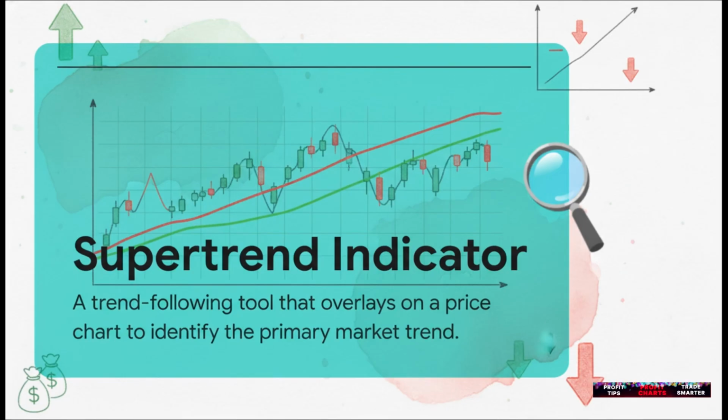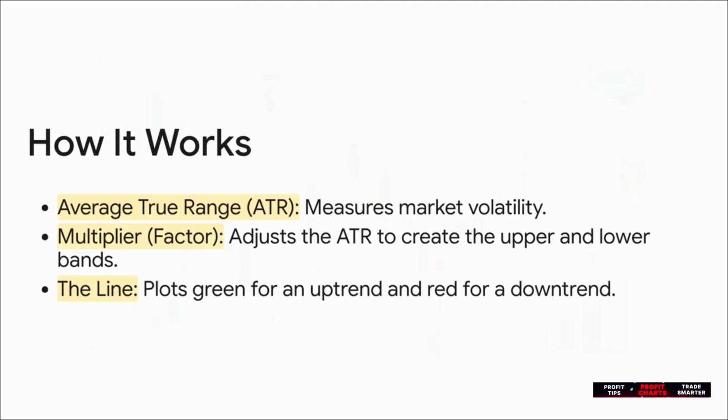Okay, so what is it technically? Well, the Supertrend is what we call a trend-following indicator. It was actually developed by a guy named Olivier Seban. Its whole job is to lay right on top of your price chart and give you a really clear, at-a-glance read on the main market trend. Green line below the candles, that means we're in an uptrend. Red line above them, that means we're in a downtrend. It's really that straightforward.